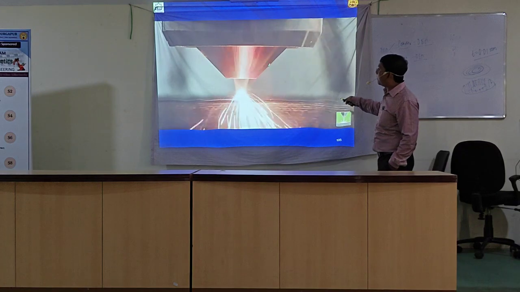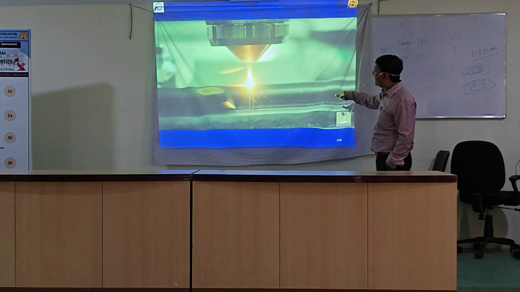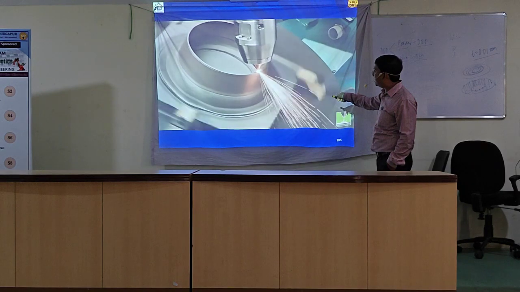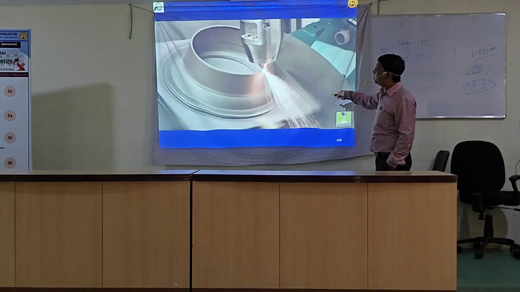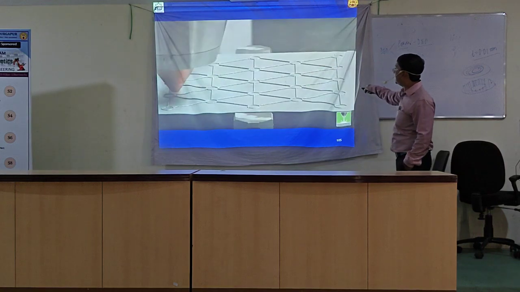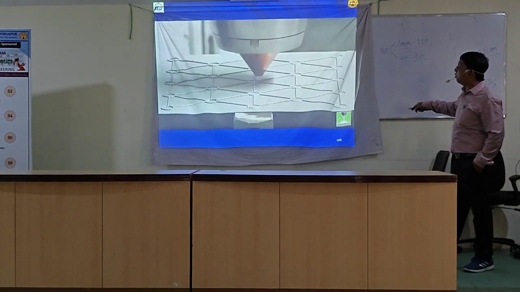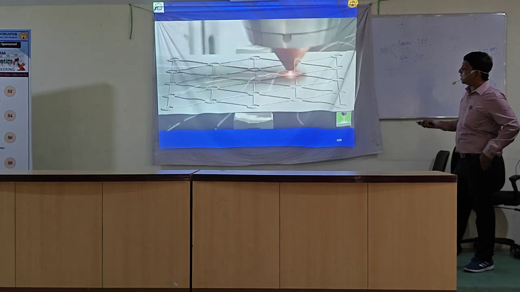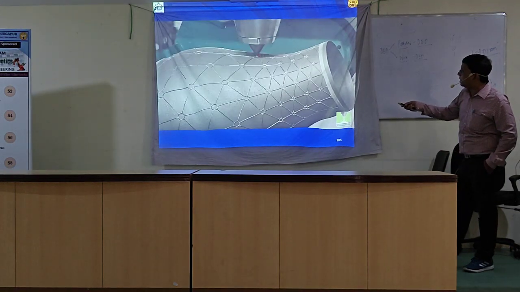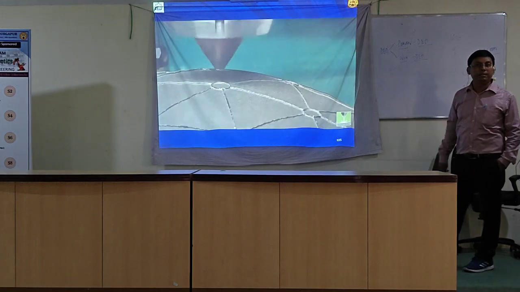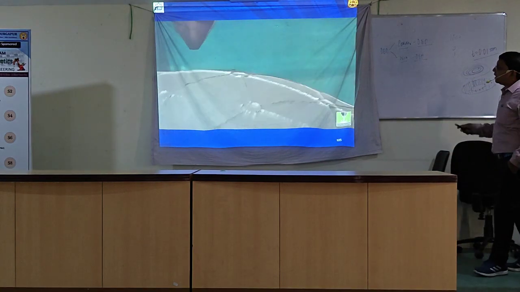See, this is the flow of powder circumferentially, with the laser centrally. They will meet somewhere here and the melt pool will deposit the material selectively wherever it is required. You will see that over any complicated object or any curved surface, you can deposit the material. You can do any kind of repair work.